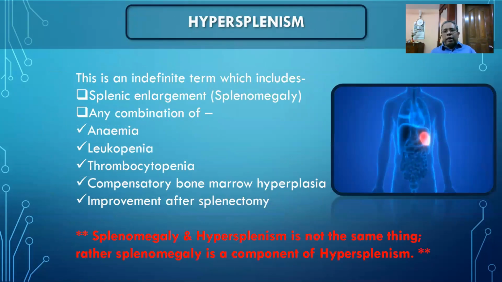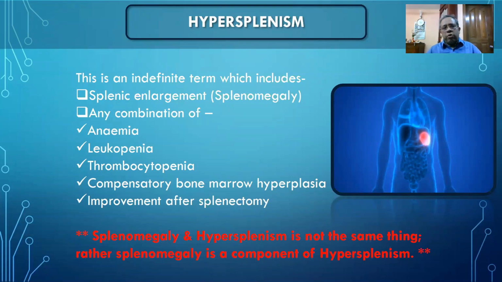Next, another important terminology is hypersplenism. There are a lot of terminologies which all students must know, because there are a lot of tricky questions in the exam, in the viva, in the long case, or sometimes in the written examination. For that reason, all terms must be known by everybody.